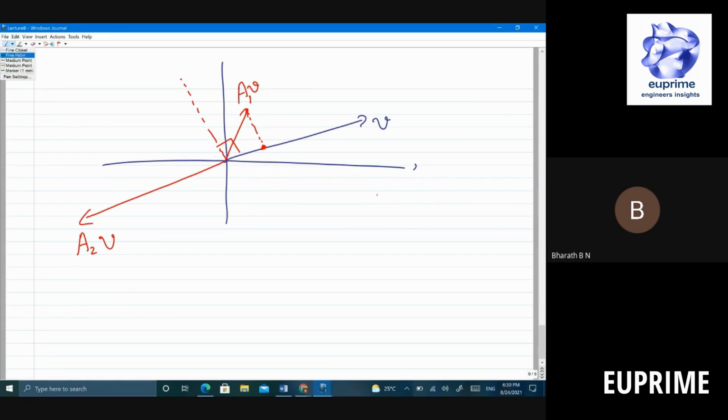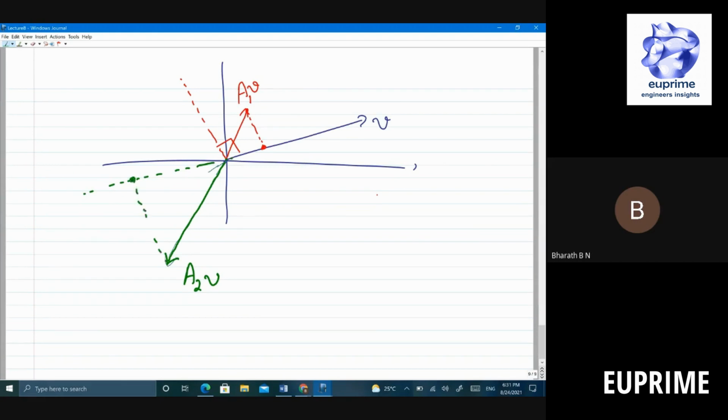What happened to A2V? For A2V, the situation is quite different. So this is A2V. Now, what is the impact of it? If I take the inner product, what do I get? This is the inner product. It's negative. Do you agree?